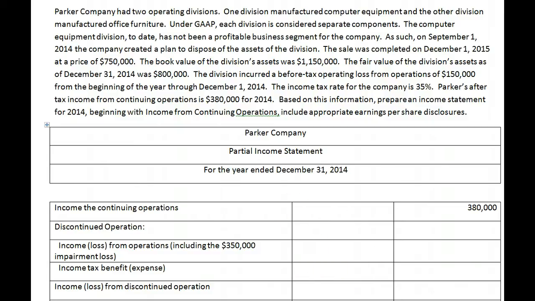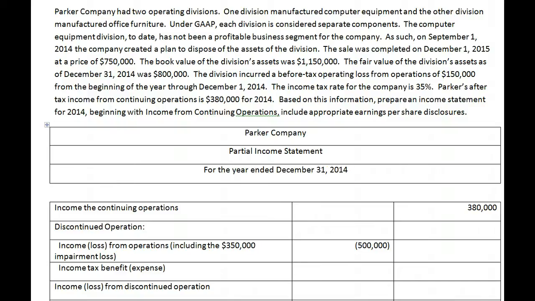Well, the operating segment again had a loss of 150,000. It tells us that right there, loss of 150. We have an impairment loss of 350,000. So since that is the case, even though we have not yet sold that division, we are going to include that $350,000 impairment loss in our number. So we will report 500,000: the 350,000 impairment plus the 150,000 loss from its normal operations. Okay, that's definitely got to be included.